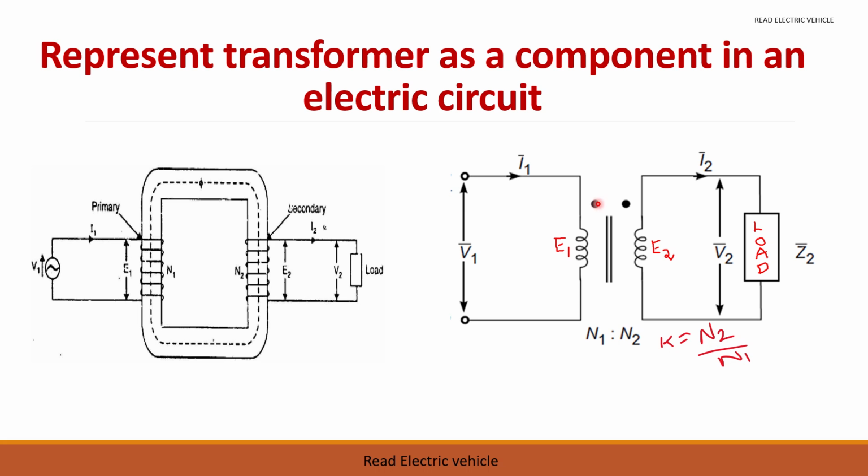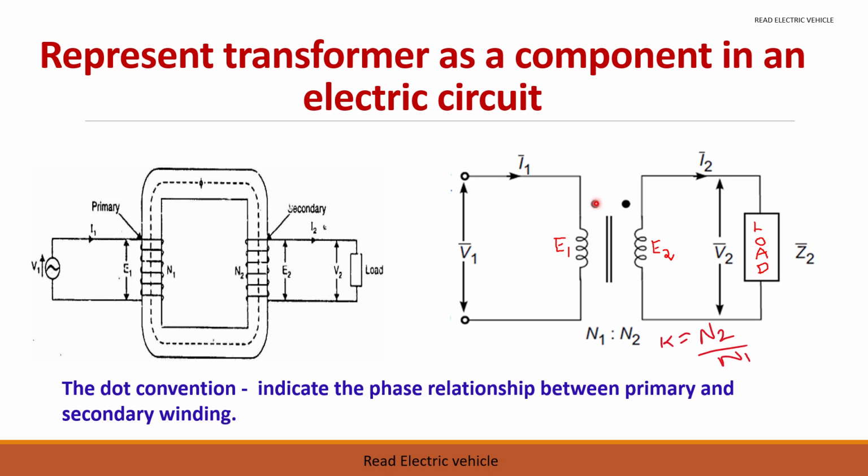And the next is, there are two dots here. This is called dot convention. It is used to indicate the phase relationship between the primary and the secondary winding. So if you have this voltage, it can be positive or negative. But both the windings will have the same polarity if the dots are here.